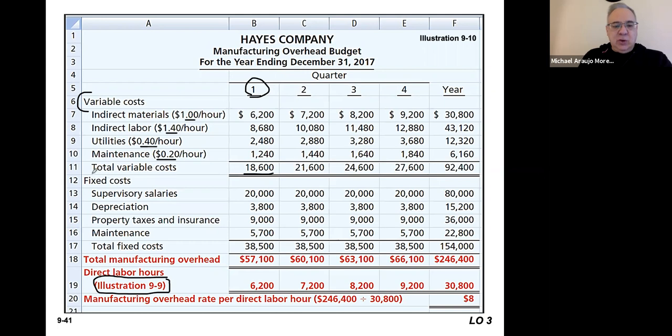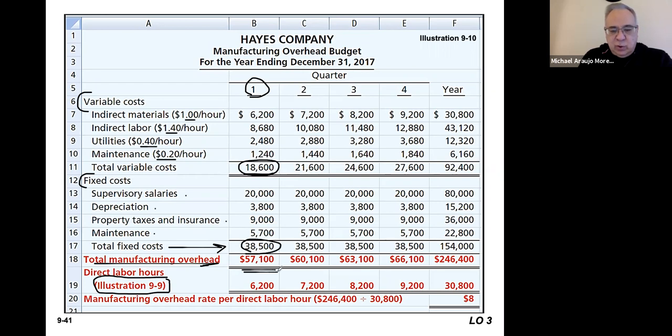And then they've given you a series of fixed costs, which, as you see, do not change over any of the periods because they're not based on the units of production, right? So we have supervisor salaries, depreciation expense, property tax and insurance expense, maintenance costs, etc. $38,500 is the fixed costs for each of the quarters listed. Then your total manufacturing overhead is the variable costs for that quarter plus your fixed costs for that quarter.